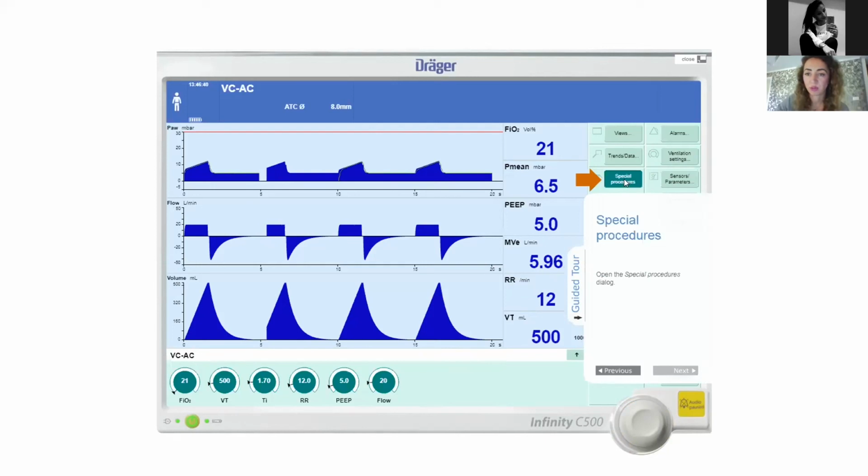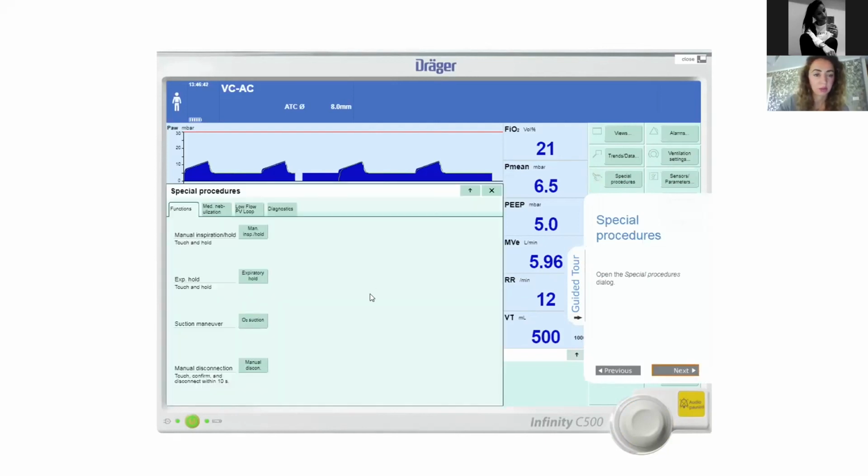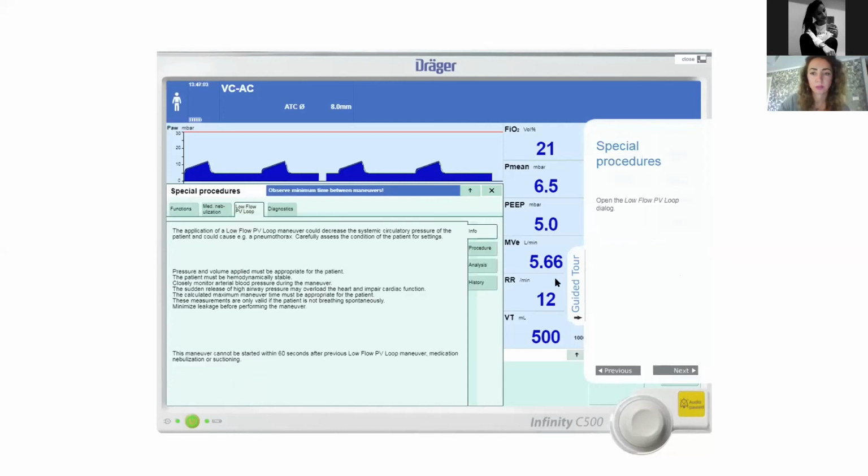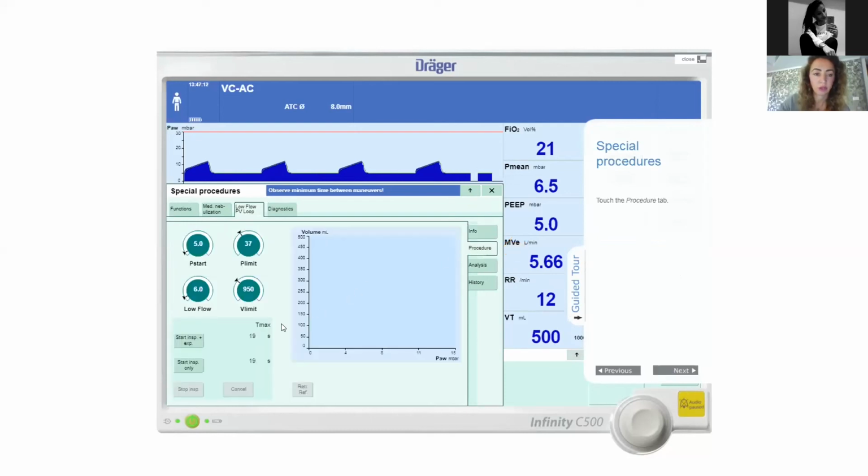Another special procedure that we can have with this Dräger Evita simulation of mechanical ventilation is when we can see if the patient is having some condition in the lung. I will show you now. We have the low flow pressure volume loop. When we put that one, you can read what it means. You confirm that you want to do that. You're activating the procedure.